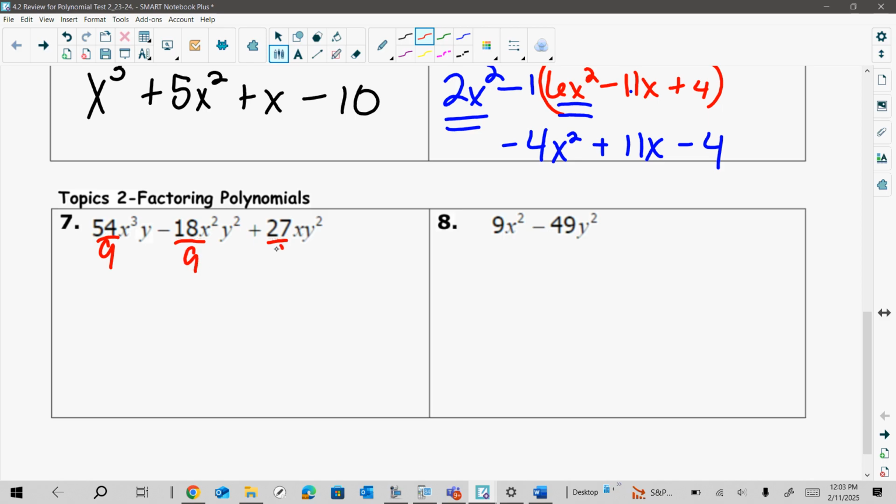Then you look at the letters. What letter or combination of letters do they have in common? They have an X and a Y. So you take out the smallest X, which is right here, just one X, and the smallest Y. So it's X and Y. So what I'm dividing by is outside my parentheses. That's the GCF.